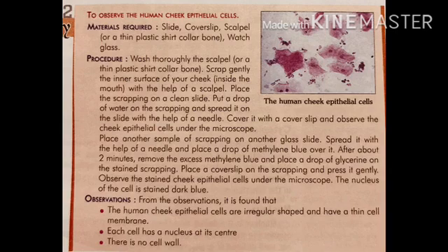Place a cover slip on the scraping and press it gently. Observe the stained cheek epithelial cell under the microscope. The nucleus of the cell is stained dark blue. Observation: from the observation it is found that the human cheek epithelial cells are irregular in shape and have a thin cell membrane. Each cell has a nucleus at the center and there is no cell wall. When your school opens, I will show this in the lab.